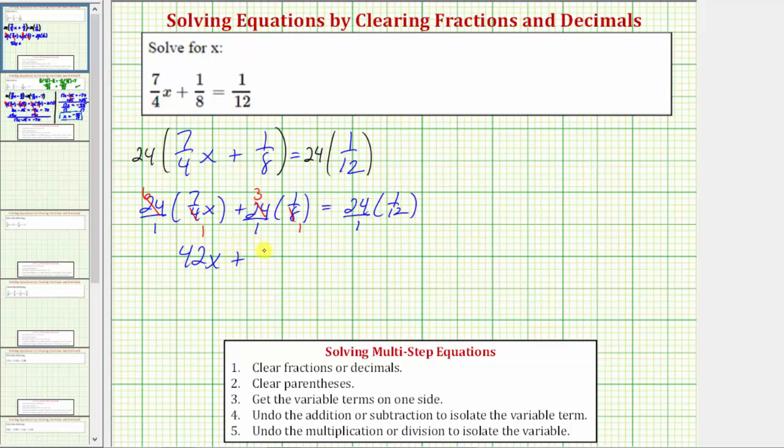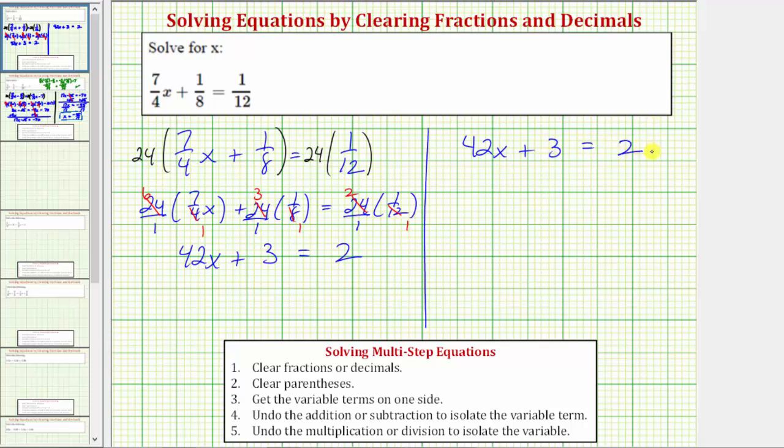So we have plus 3 equals, on the right side, again simplifying, 12 and 24 share a common factor of 12. There's 1 12 and 12, 2 12s in 24. The product is now 2 times 1, which equals 2. Notice now we have an equation that does not contain fractions. So we want to solve the equation 42x plus 3 equals 2.